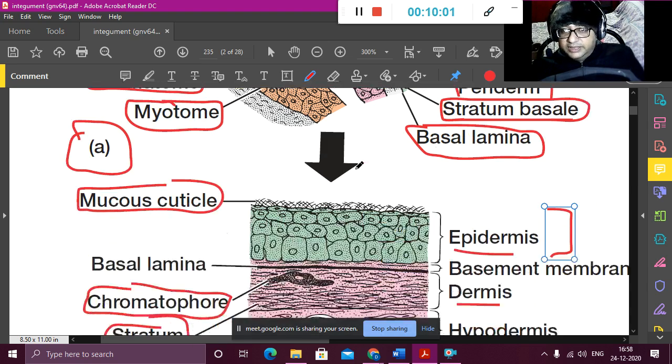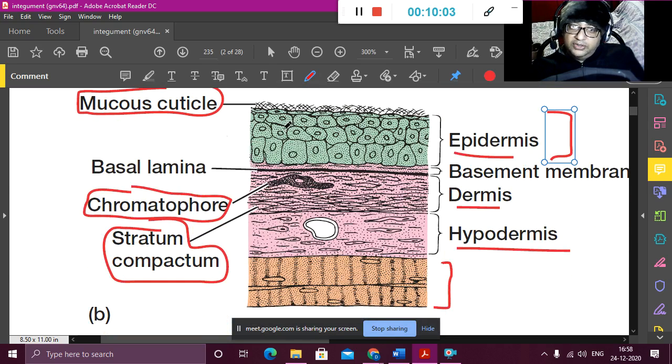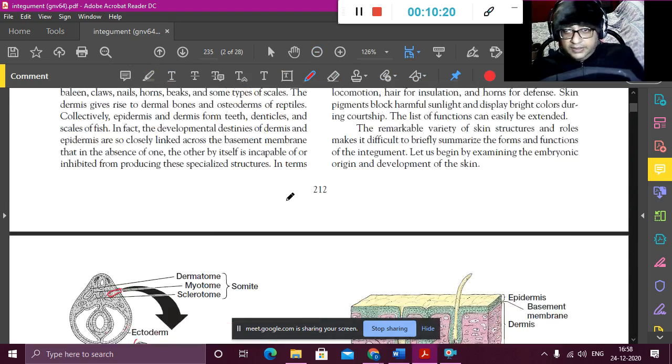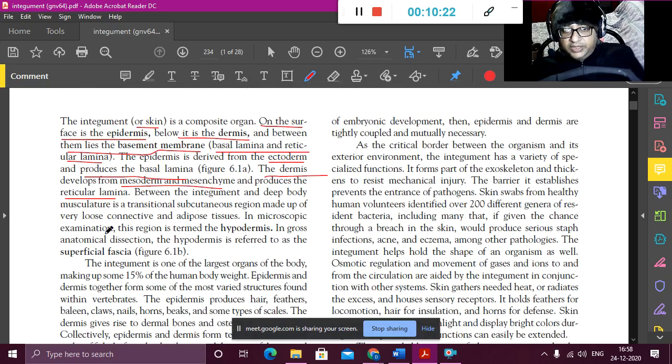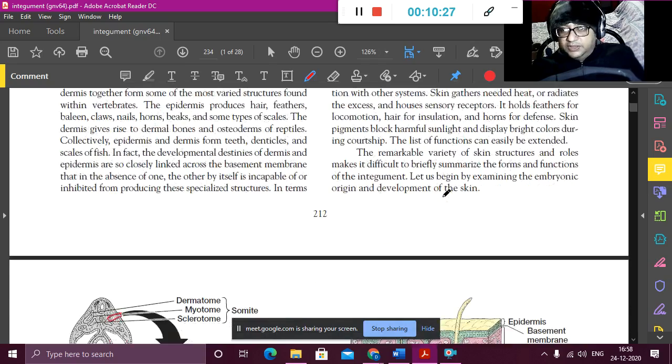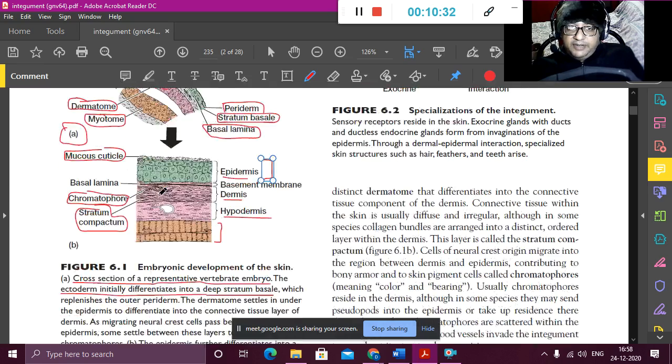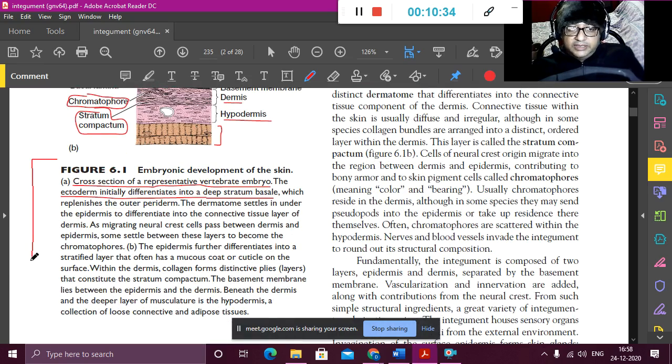Then this thing will eventually develop into a particular section of your integument or your skin cells. So this is the structure of a skin. So all these things are written over here. Hypodermis, and all these things are written over here, and right now from here I explained the development. So if you read this part, this is good enough.